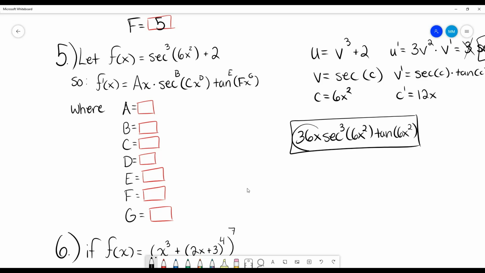So we see ax is 36x, so a is 36. Secant is to the power of 3. Our inside, that c is a 6, that d is a 2. Our e, this is just tangent, so it's tangent to the first, right? Not to the 0th, because that would make it 0, or sorry, it would make it 1. Then f, c is a 6, and g is a 2.